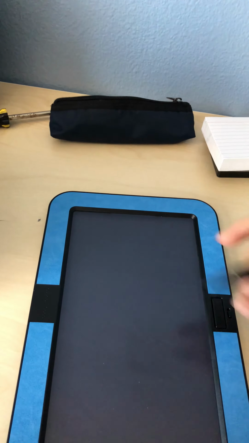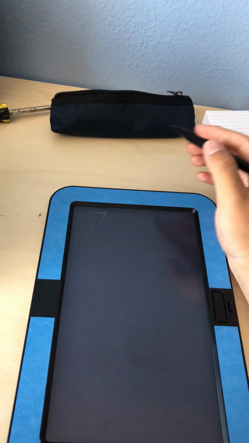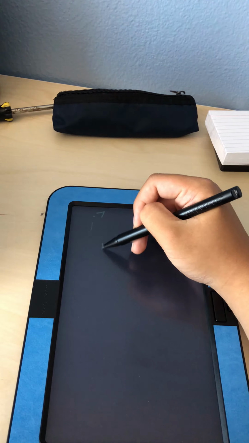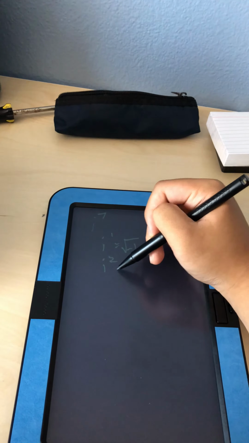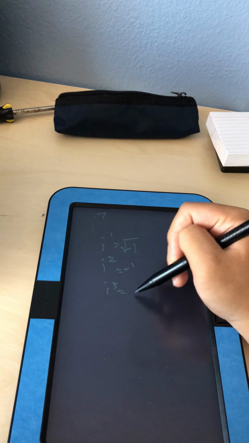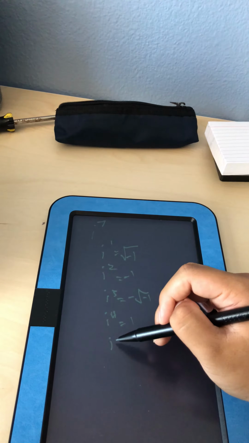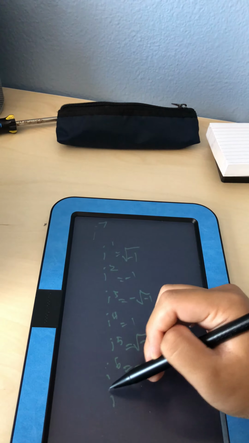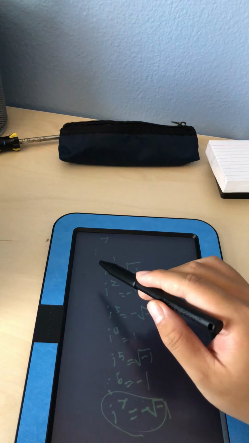So let's try an example. Let's say i to the 7th. What is i to the 7th? If we were to just list all of the powers, i equals square root of -1, i to the second equals -1, i to the third equals negative square root of -1, i to the fourth equals 1. Back to the beginning, i to the fifth equals square root of -1, i to the sixth equals -1, and i to the seventh equals negative square root of -1. That's your answer. But look at the pattern.